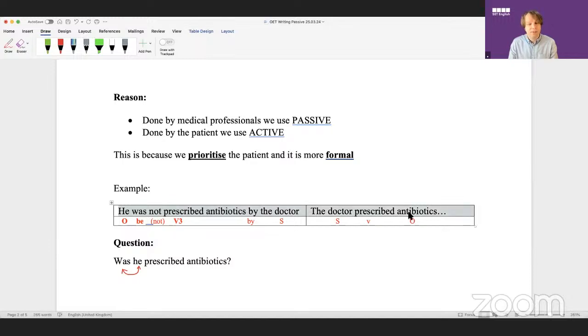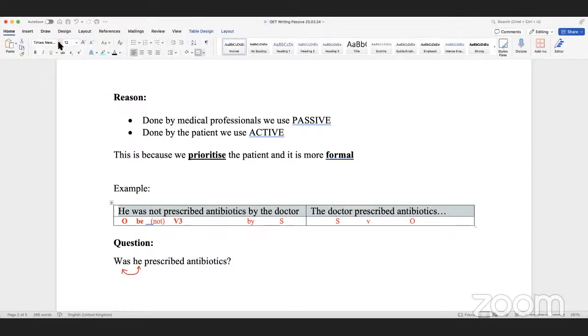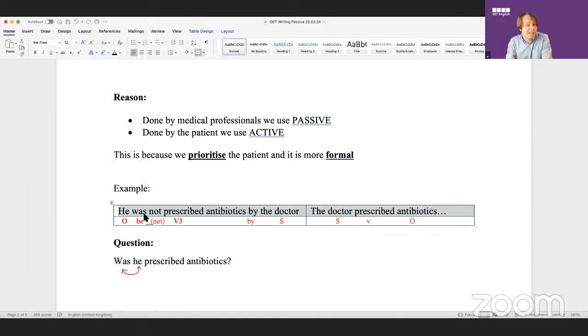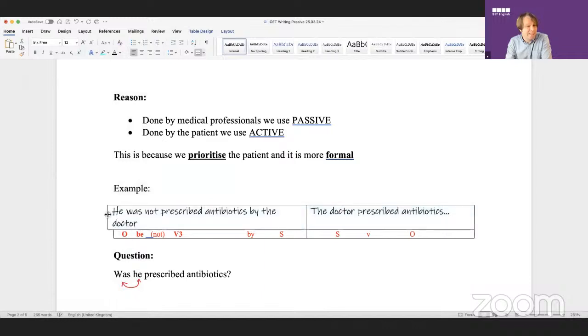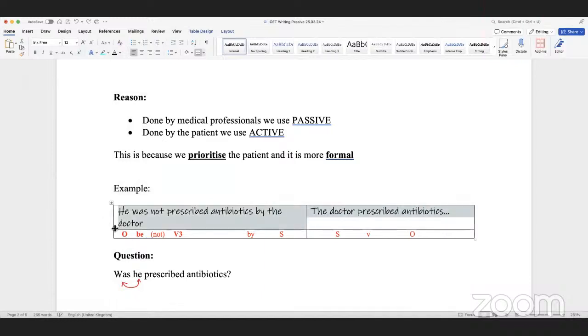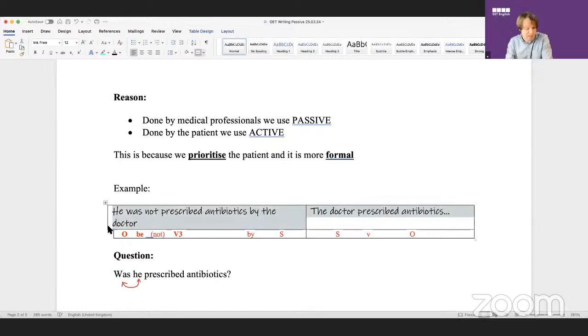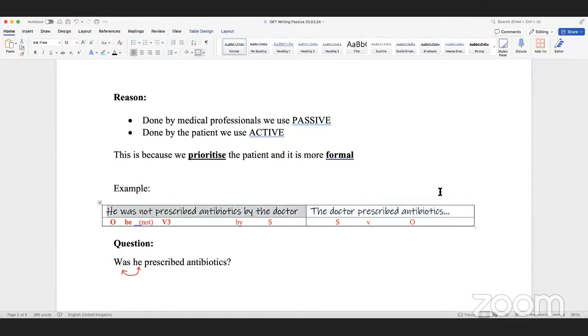What tense is this? Najma, could you say hello? Najma, or we could try Mohammed Hamza. What tense is this sentence? Past participle? Say again, sir. Yes, past simple. Simple past.